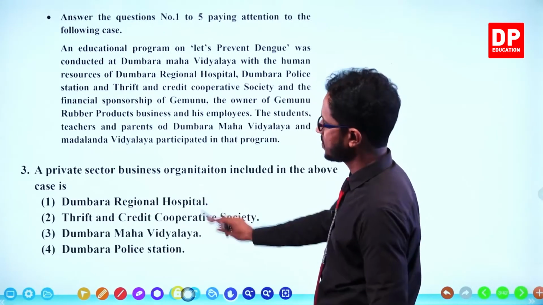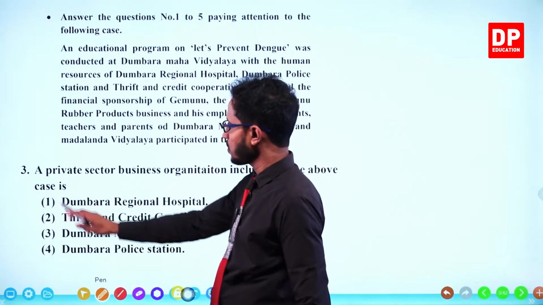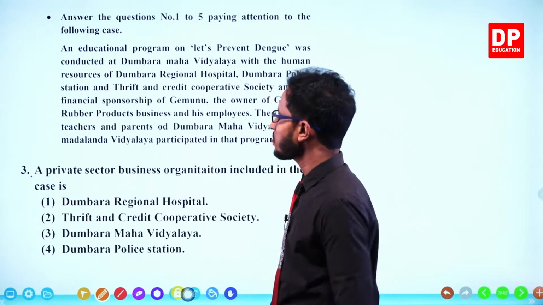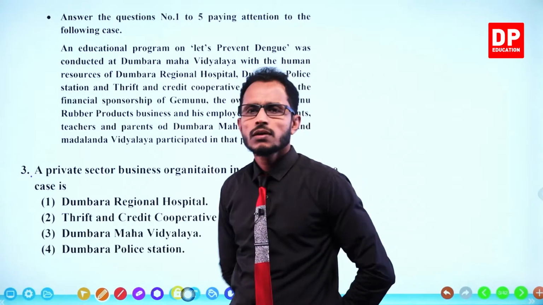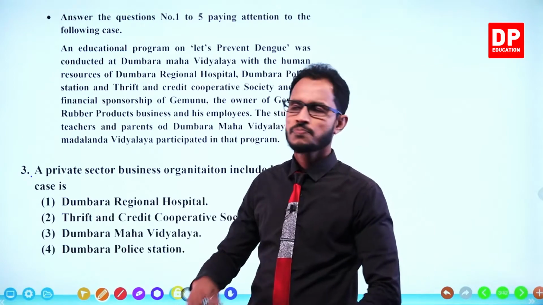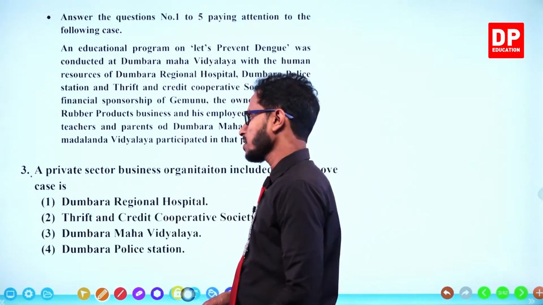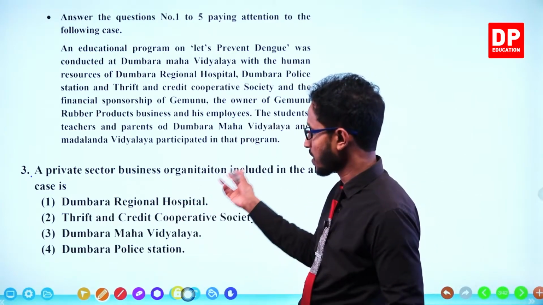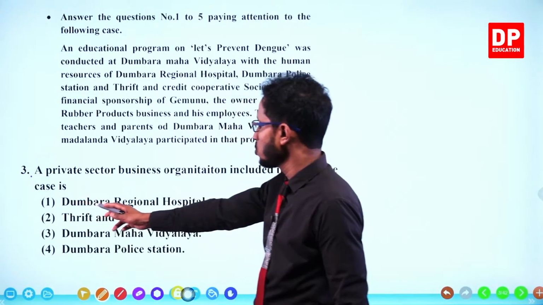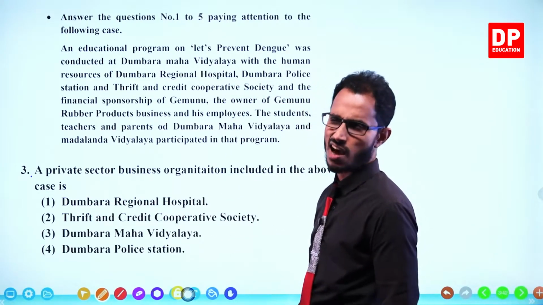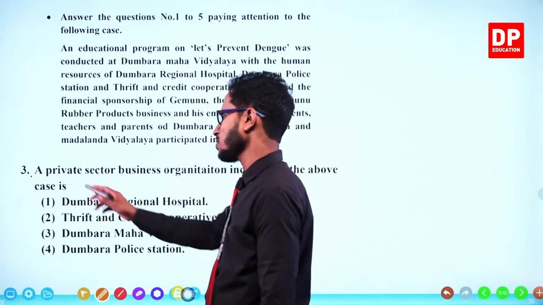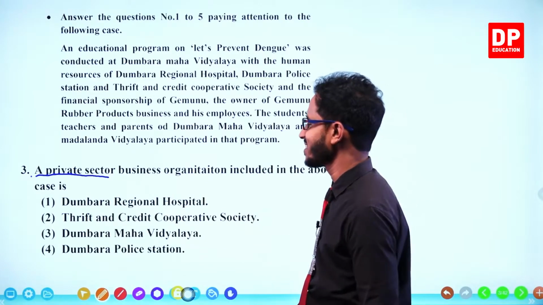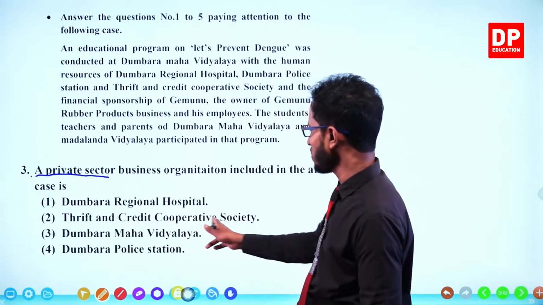Again, the case is given with the question. The question is, which is a private sector business organization included in the above case? Private sector means not the government sector. The public sector is the government sector. Is it Dumbara Regional Hospital? No, it's a government hospital. It's not a private sector business. Thrift and Credit Cooperative Society.